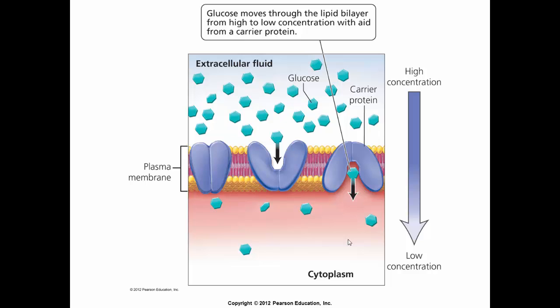This shows an image of a glucose moving through the lipid bilayer from high to low concentration with the aid of a carrier protein, facilitated diffusion. So it's going to come up to the plasma membrane. You see the carrier protein opening up. The glucose molecule is going to bind. It's going to be transported to the inside of the cytoplasm, where this glucose will be used to produce ATP during cellular respiration.